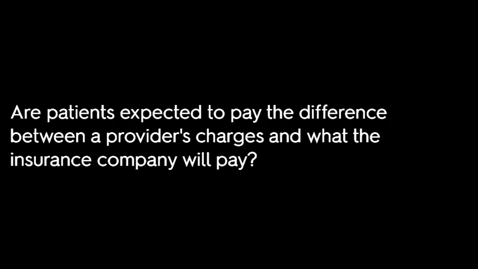An aging report refers to what? The claims that are outstanding. Define allowable charge. Amount the health insurance company will pay providers. Are patients expected to pay the difference between a provider's charges and what the insurance company will pay? No. What does auditing refer to? Reviewing claims for accuracy and completeness.